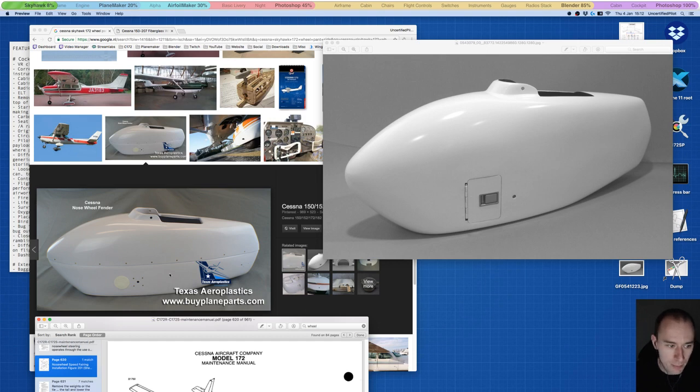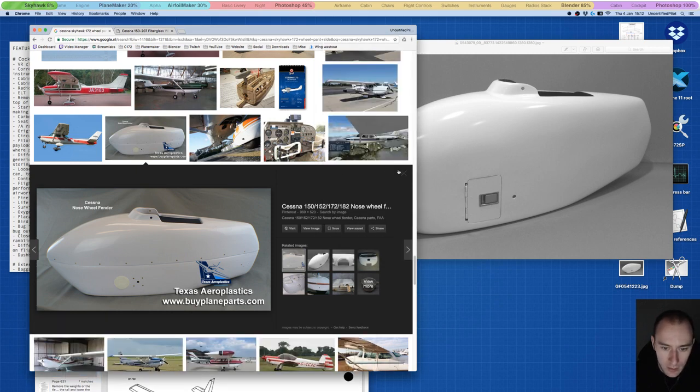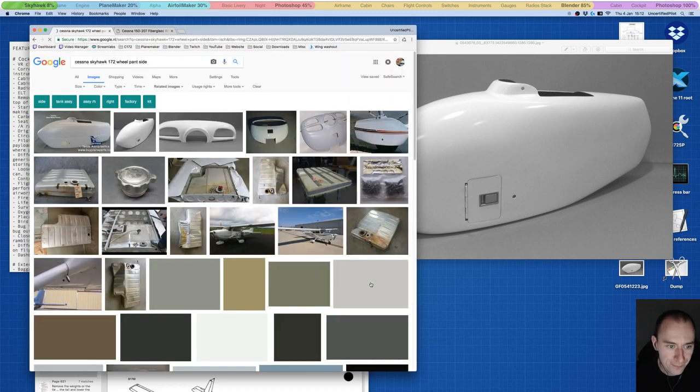So this is the inner part, I guess. Oh no, this, yeah. It doesn't really matter that much. Okay. A few more.